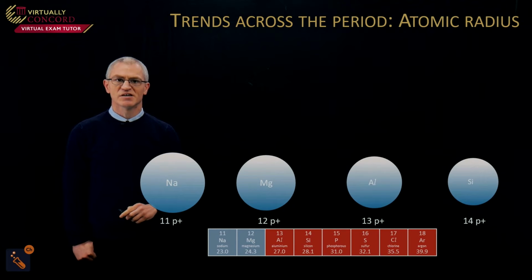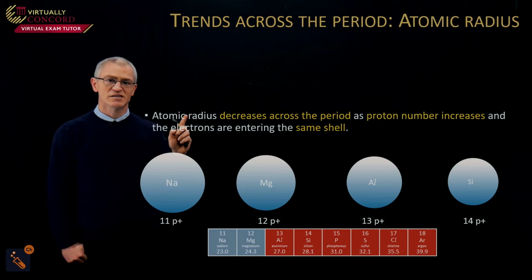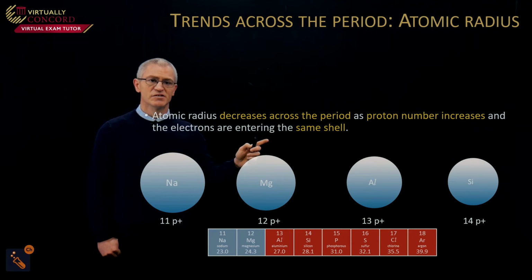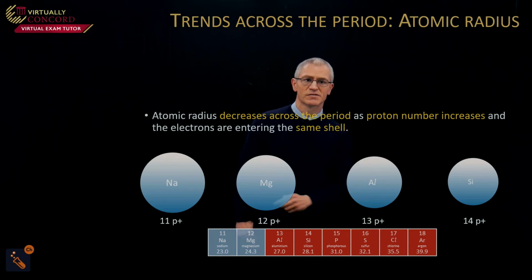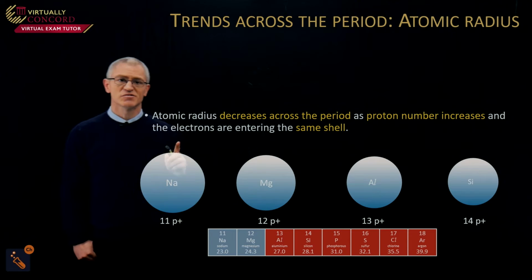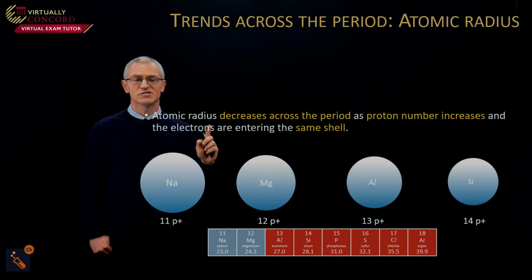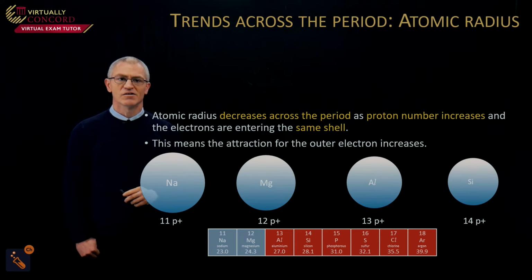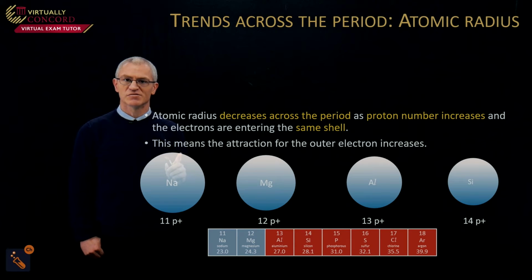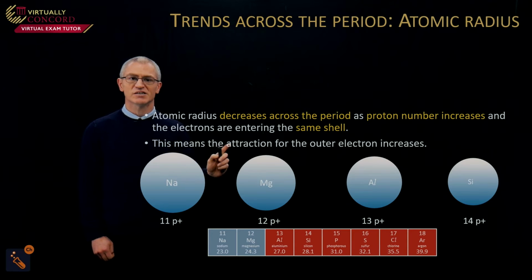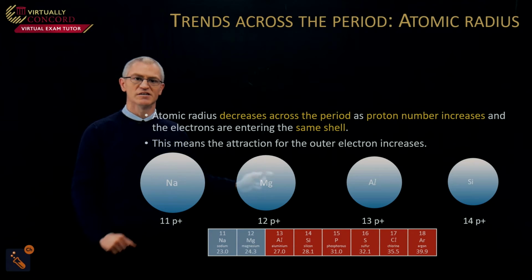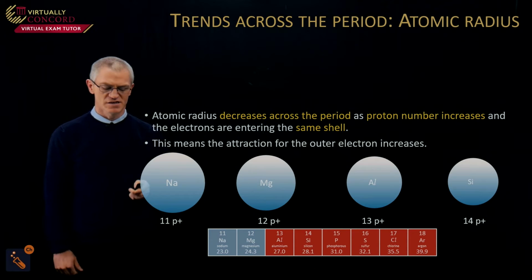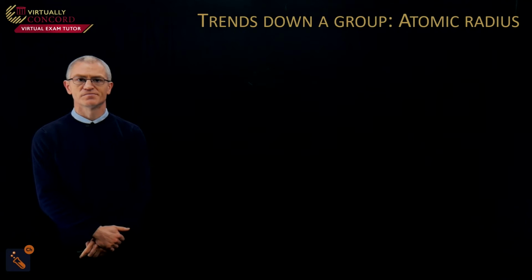Let's talk about this in terms of an exam answer then. So the exam answer is the atomic radius decreases across the period as proton number increases, so it's really important that you say proton number, and that the electrons are entering into the same shell. And that's really important as well, which will become more important later on when we talk about ionisation energy. This means the attraction for the outer electron increases, and that means the outer electron in the outer shell just shrinks that little bit, and you get a smaller atomic radius as you go across the period.